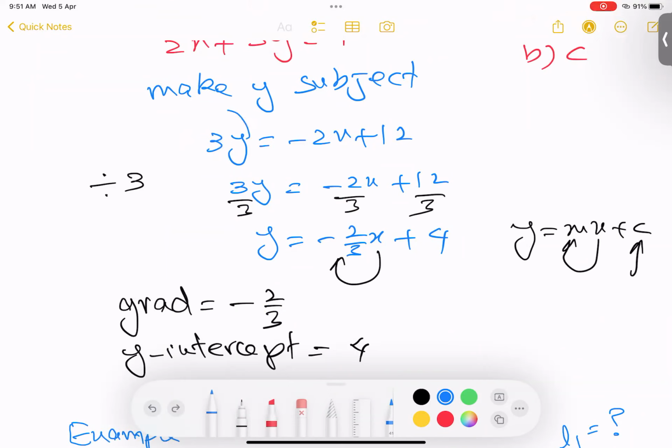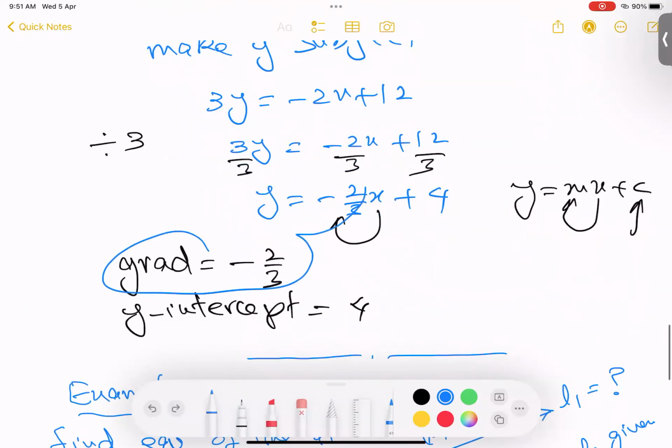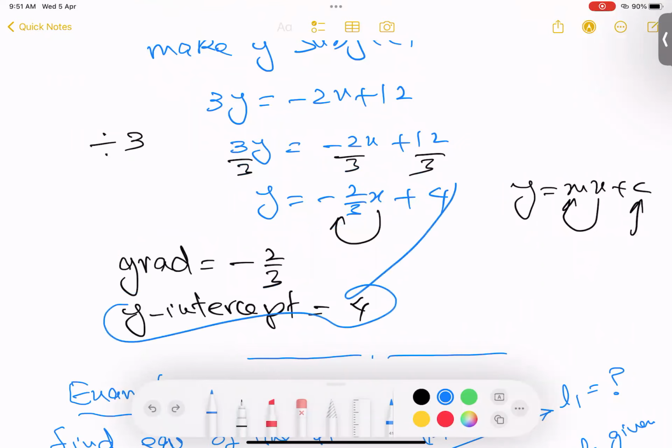Now I don't need any number before y. So whatever number is before y, positive or negative, you have to divide. Look here, I divide by 3, divide by 3, divide by 3. These 3s cancel out. This is 2 by 3 and this is 4 by 3. The number beside x is called the gradient. So gradient is equal to minus 2 by 3, and the y-intercept is this 4/3.